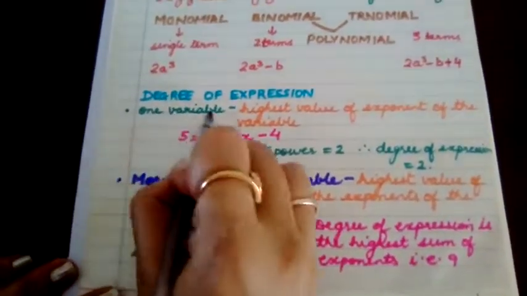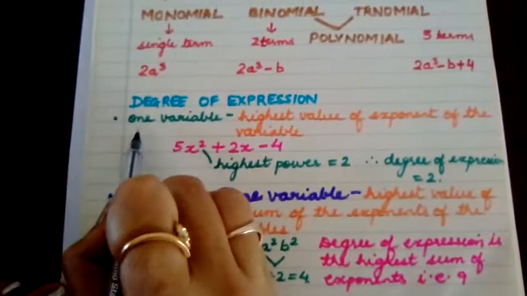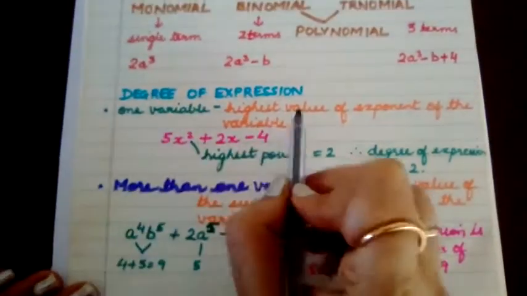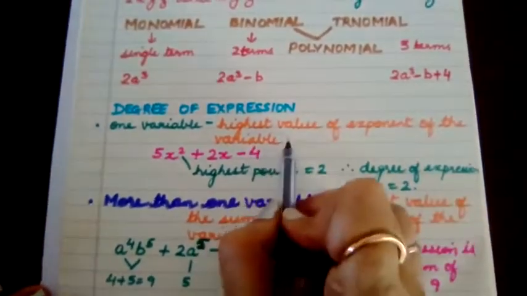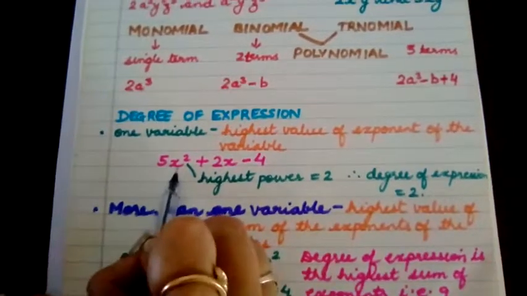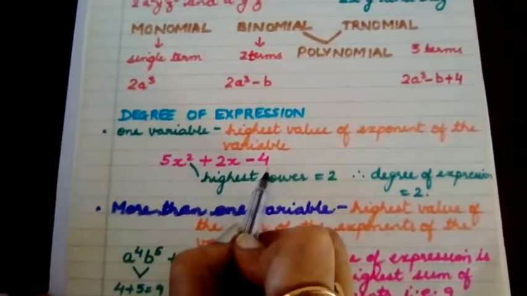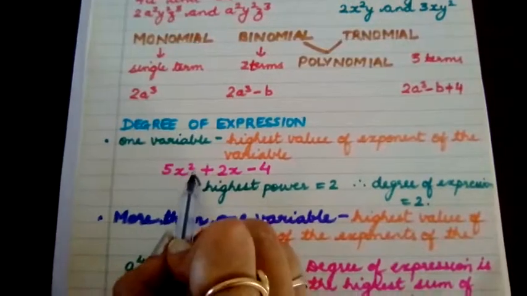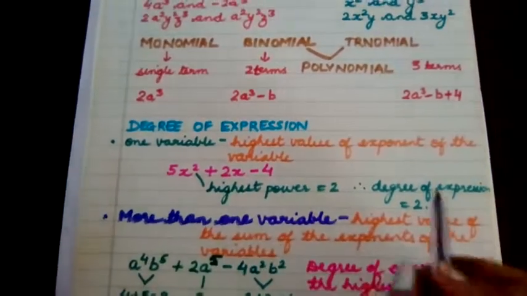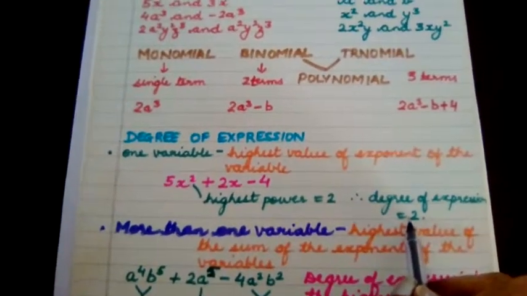Now we see the degree of an expression. In one variable, the highest value of the exponent of the variable is taken. For example, 5x square plus 2x minus 4. Here the highest power of x is square, that is 2. So the degree of the expression is 2 here.